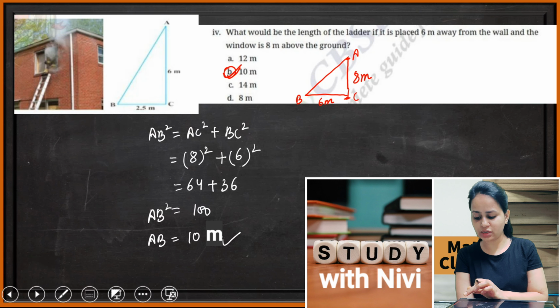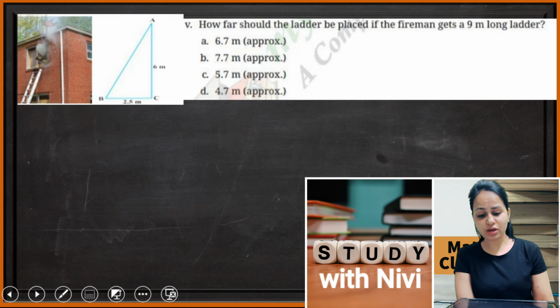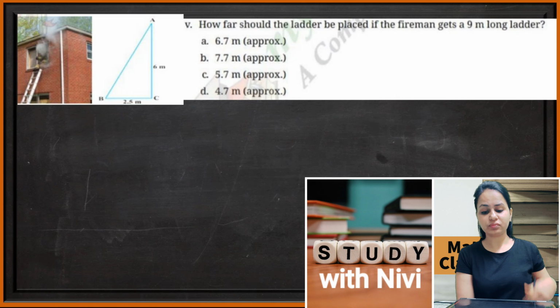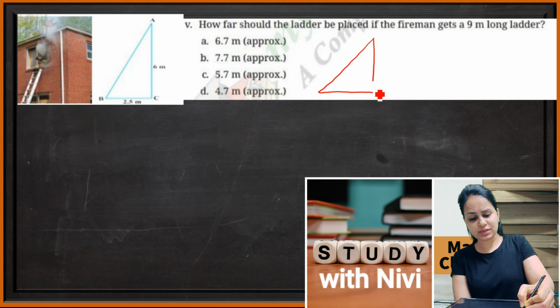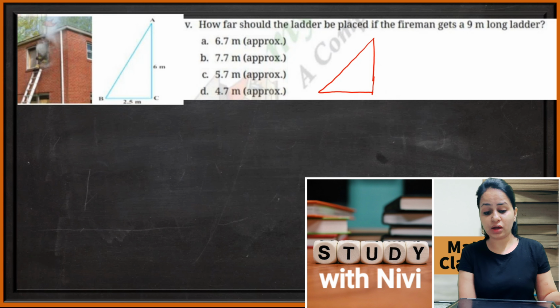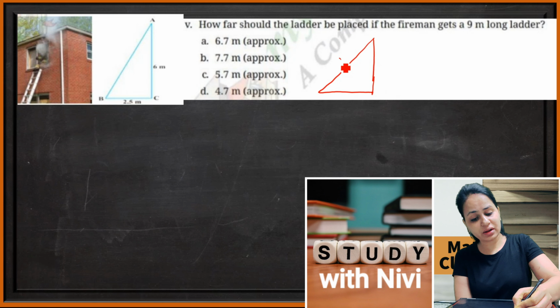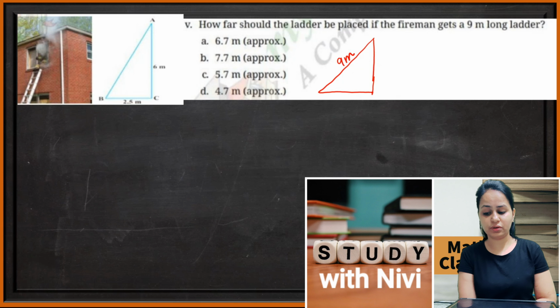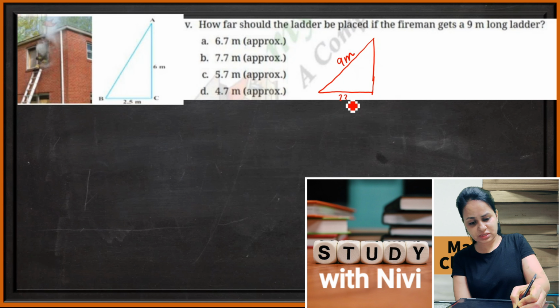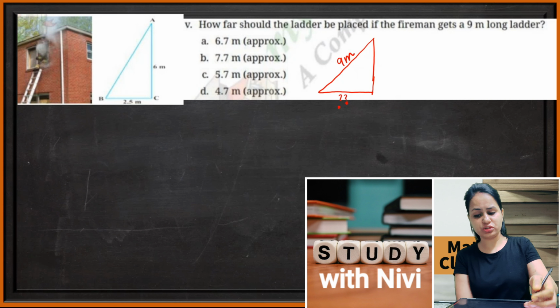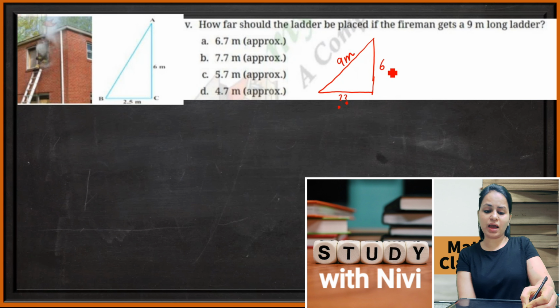Now coming on to the last part. The last part says, how far should the ladder be placed if the fireman gets a 9 meter long ladder? Now what they have asked you, again we'll make a drawing over here. According to the drawing, they're asking how far the ladder should be placed. Here the length of the ladder is given, that is equal to 9 meter, and you need to find this distance, how far from the wall it should be kept. The height of the window being the same, that is 6 meter.